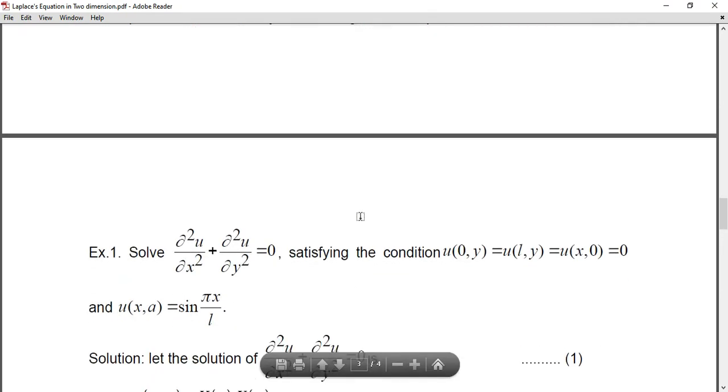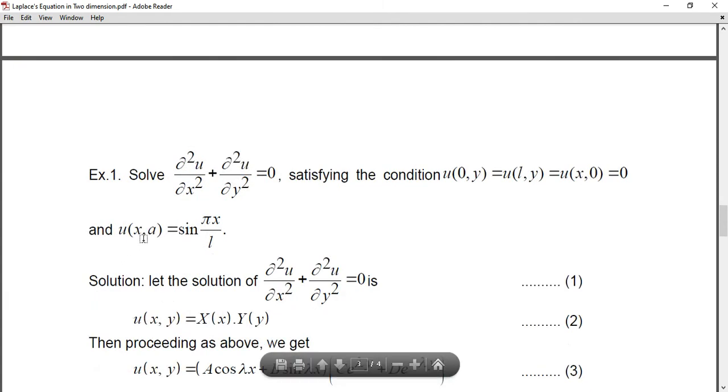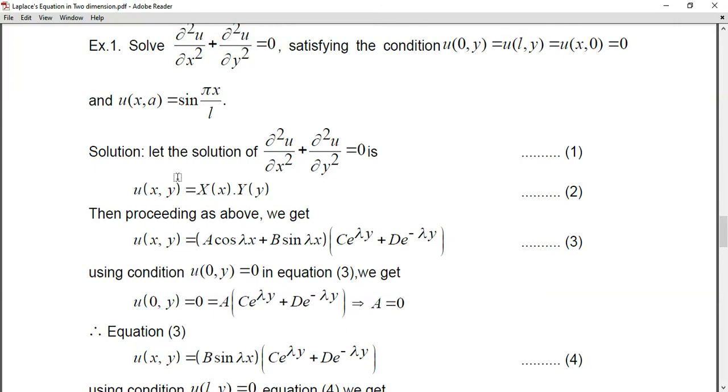Now we solve the Laplace equation again with boundary conditions. Solve the Laplace equation when the conditions are given: u at x = 0, u when x = L, and u when y = 0 is 0. Similarly, the second condition: u when y = a is equal to sin(πx/n). Now let the given equation be the Laplace equation.